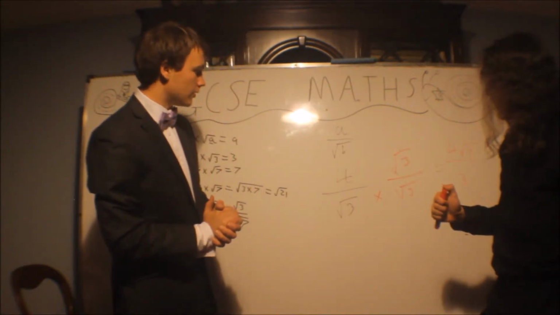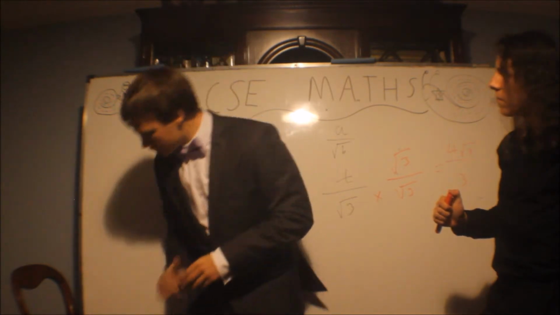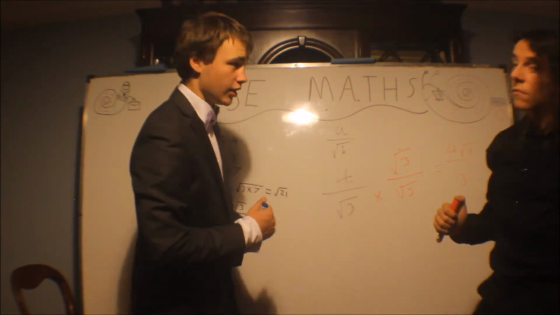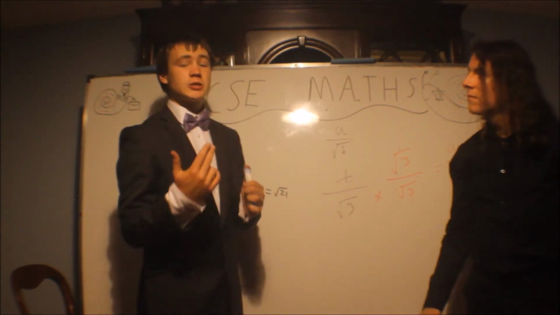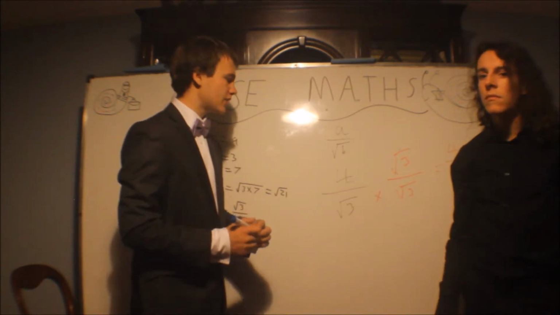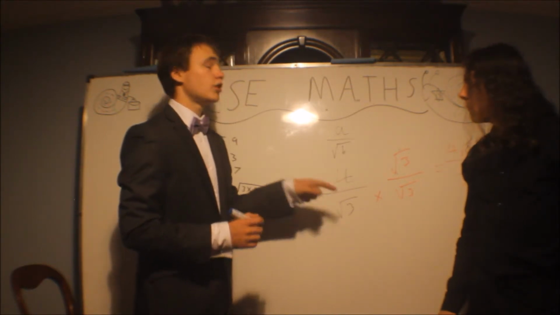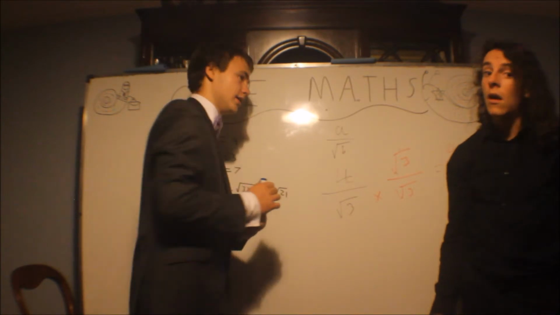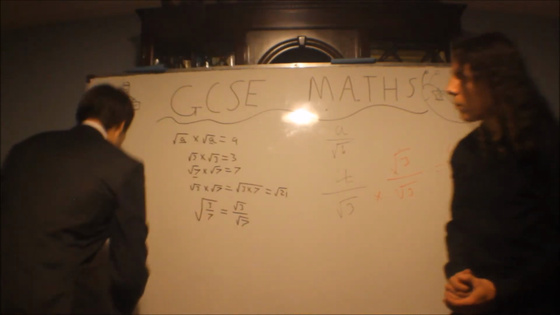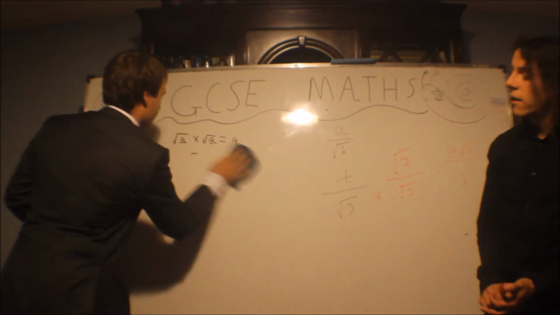Rationalising the denominator, very good. Unfortunately, sometimes it can get slightly worse, because there can be expanding brackets. So we'll go through expanding brackets first, then rationalising the denominator with expanding brackets. Okay. So if we expand brackets, these rules, we should remember them by now and we'll reference them.